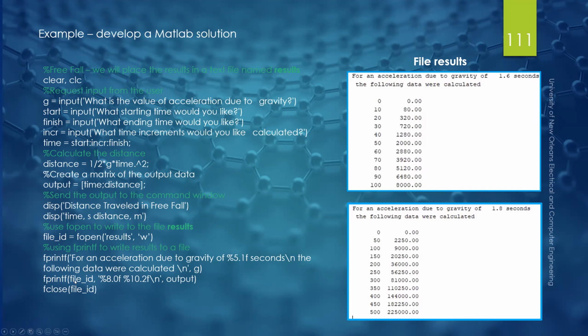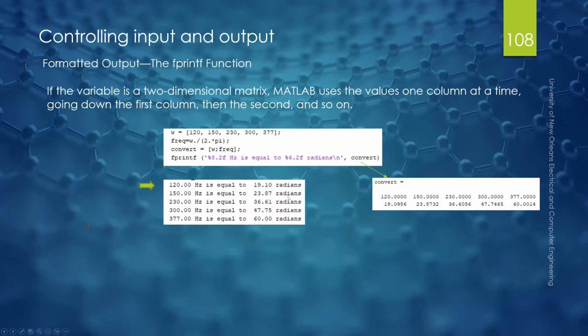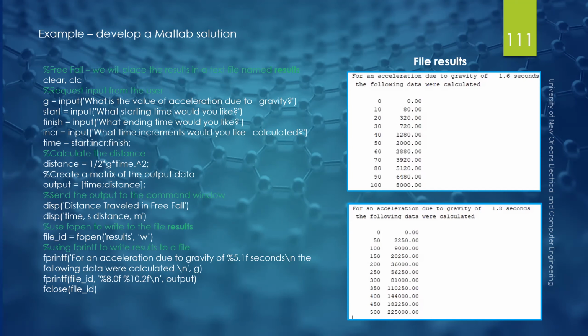So the next thing I want to do is use fprintf again, and this time I'm going to use the ID that was assigned to the file results that I created, in which I have permission to write. I'm going to use formatting since I know I have two pieces of information, the time and the distance, and two placeholders, which the output takes. Remember, we looked at one example like this, where we had the columns. This is basically the same thing, where we have two vectors and it created a matrix. So it's the same thing here.